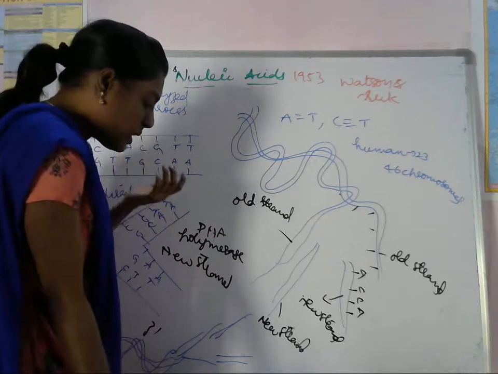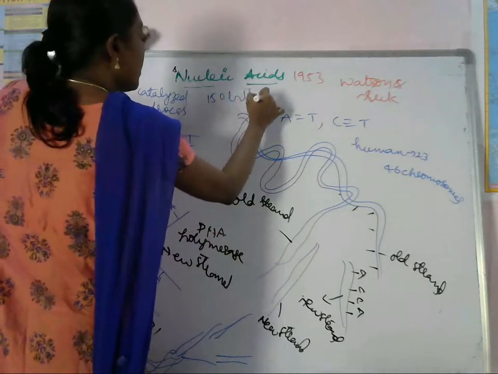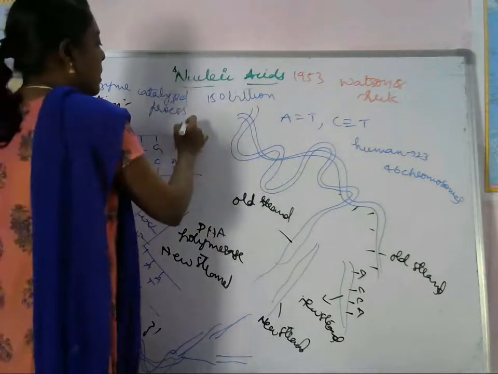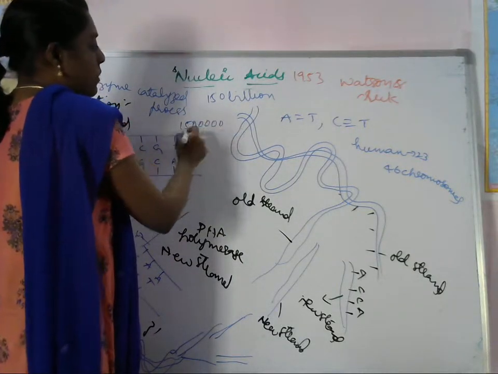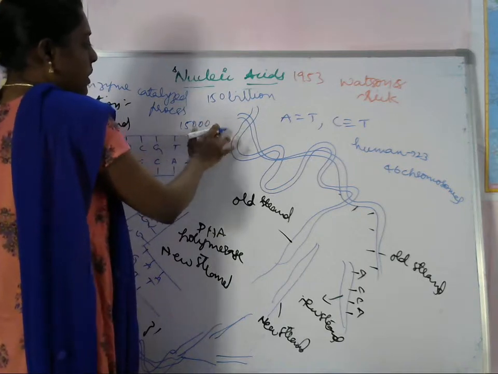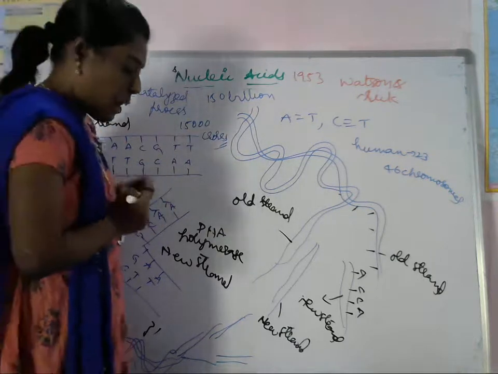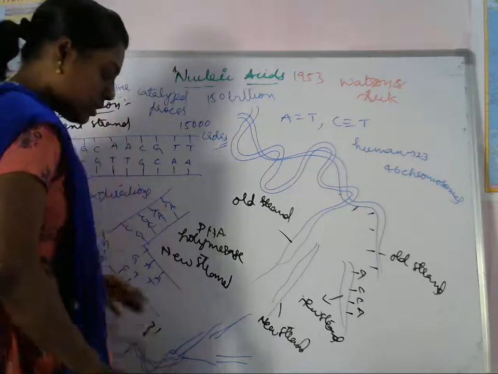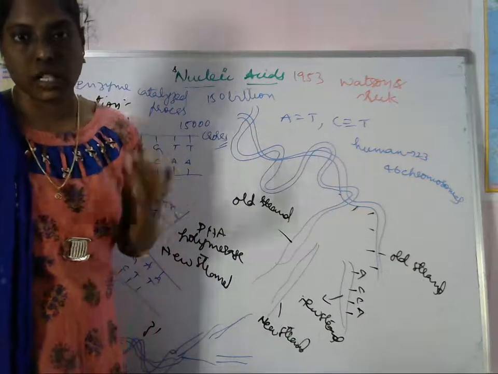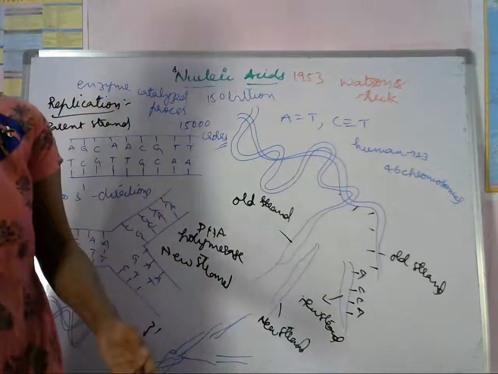Here our DNA molecule has 150 billion. Billion means 100 crores. So 150 into 100 means 15,000 crores of genomes are present in our body. This will be helpful for the transmission of genetic information from generation to generation. In the next class I will explain the remaining topic. Thank you.